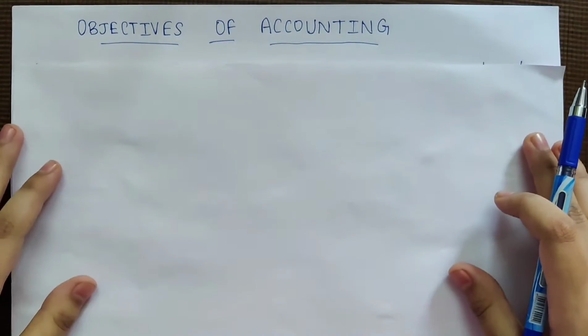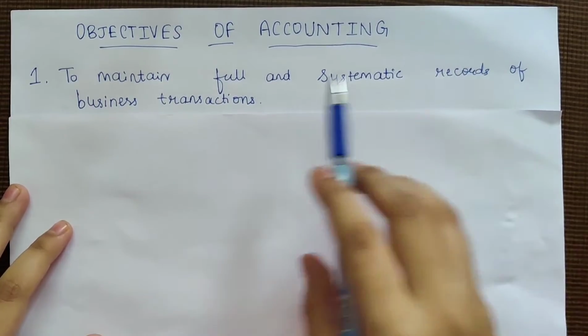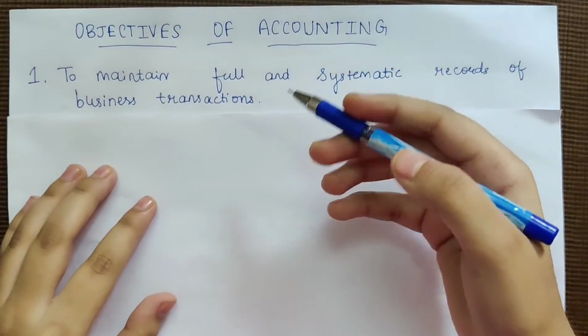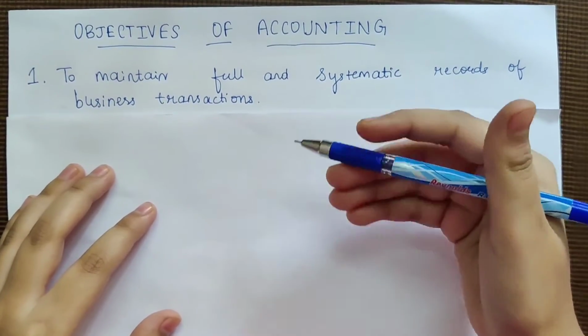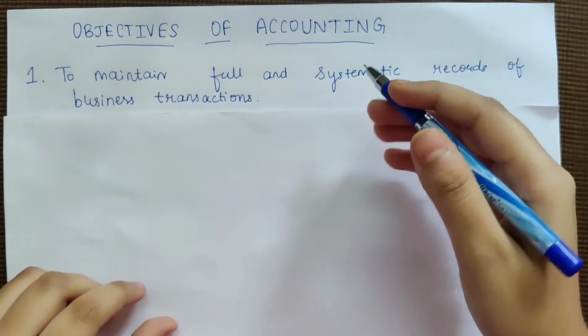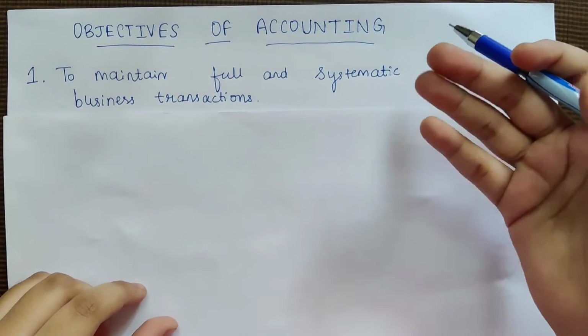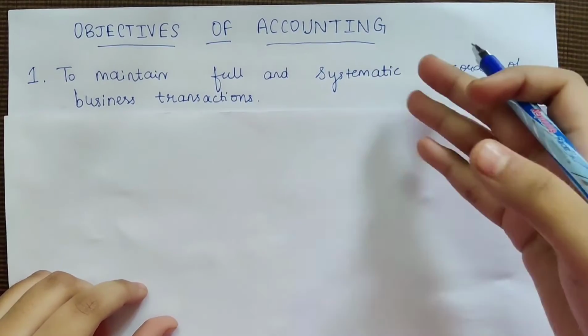So the next is the objectives of accounting. The first objective is to maintain full and systematic records of business transactions, because we all know that accounting is the language of business transactions, and even the most brilliant executive or manager cannot accurately remember the numerous and varied transactions such as purchase, sale, receipt, payment, etc. that take place in the business every day.